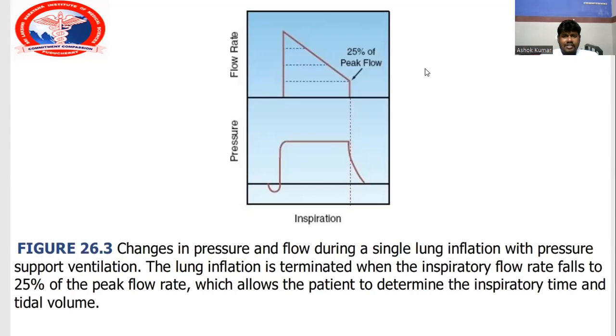This is the image showing the flow rate. In the first image, in the inspiration phase, the tidal volume is increased. After inspiration, the tidal volume is held, and when the inspiratory flow reaches 25% of peak flow, it suddenly drops to 0. So in this image, we see the change in pressure and flow during a single lung inflation with pressure support. Lung inflation is terminated when the inspiratory flow rate falls to 25% of peak flow rate, which allows the patient to determine the inspiratory time as per tidal volume.